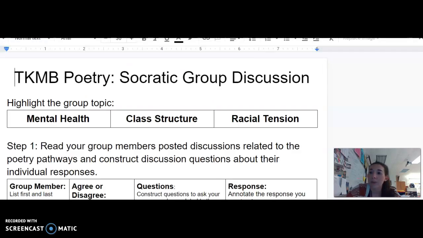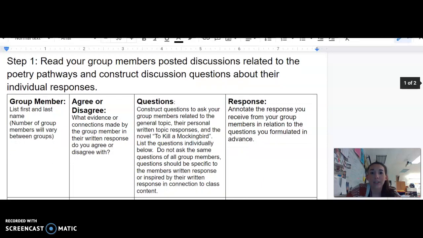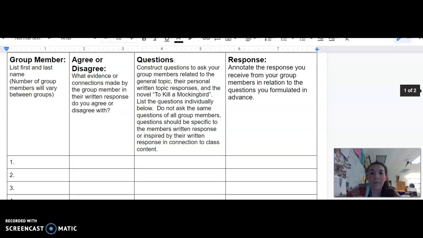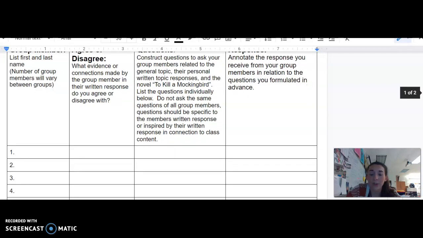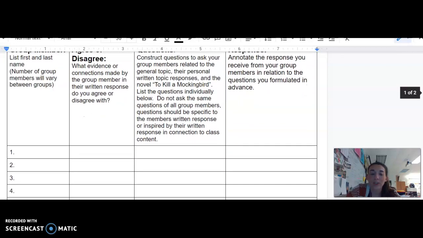you're going to need to read your group's posted discussions related to the poetry pathways, explain whether you agree or disagree with their opinions about that, create questions about the poetry pathways in relation to the response, and then we are going to annotate the response in the final column, just like we were doing before. So that means by midnight on Wednesday, you should have your questions completed, and then you will receive them back on Thursday, so that way you can annotate the responses you receive from your group members.